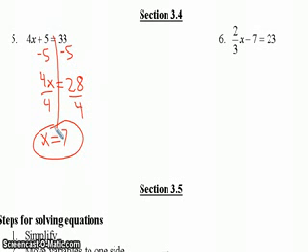Check the solution if you ever need to. It never takes too long. 4 times 7 is 28. 28 plus 5 is 33. So it would check out. You don't even have to write it down necessarily. It's helpful to take that few seconds and make sure you didn't make an error somewhere in there. Your solution should check out.